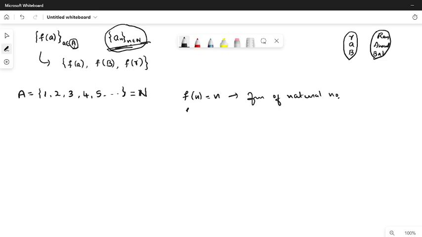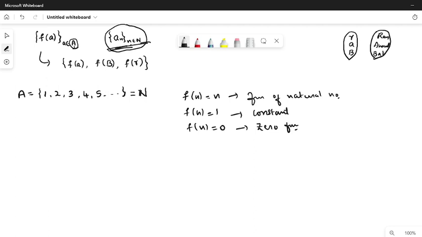Similarly, you can define f of n equal to 1 for all n. So this is called constant function. If you define f of n equal to 0 for all n, then it is a zero function. Similarly, you can have different types of functions. So here, the most important thing is how to understand the definition and notation of functions. That is very much important.